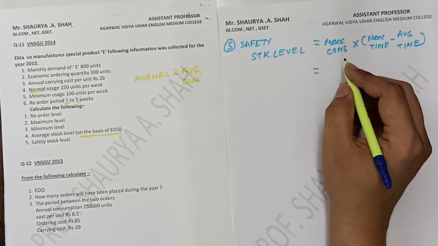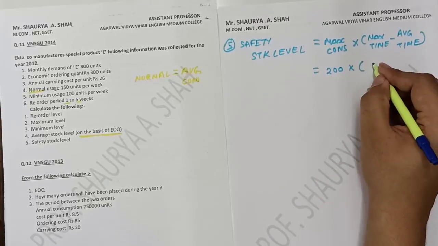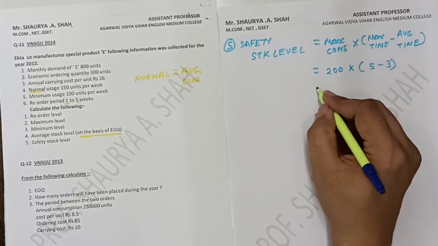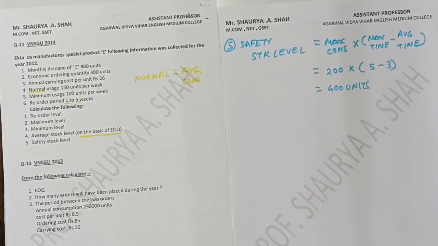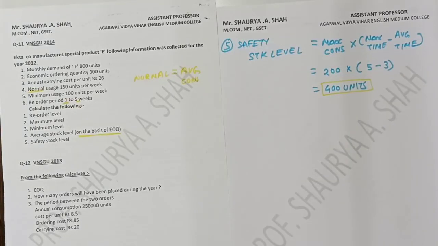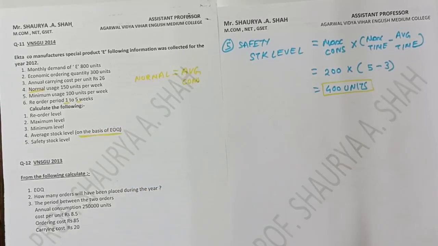What is the maximum consumption, dear students? That is 200 into, what is the maximum time? 5 minus average time, that is 3. So when you solve this, you will get the answer of 400 units. That is safety stock level. I hope it is clear to each and every student. Fine. So 5 things they had asked and 5 things we have completed on the basis of the formula which you know.